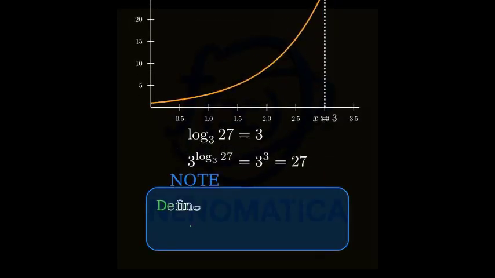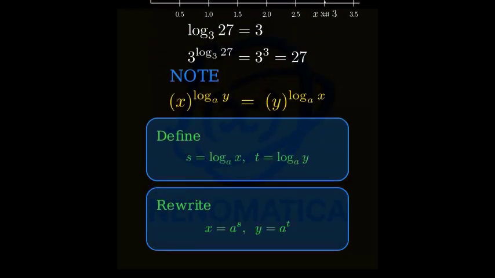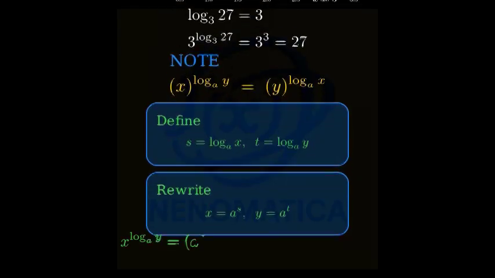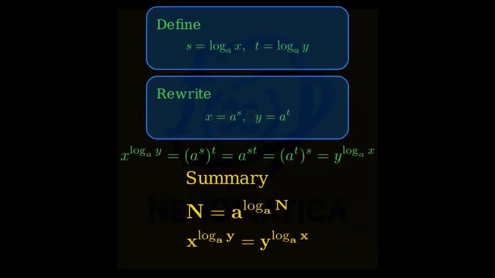Summary. We proved the identity n equals a to the log base a of n by introducing a helper variable, converting to exponential form, and substituting back. We also highlighted the power swap property, practiced by choosing values for a, x, and y, and verifying these identities numerically.